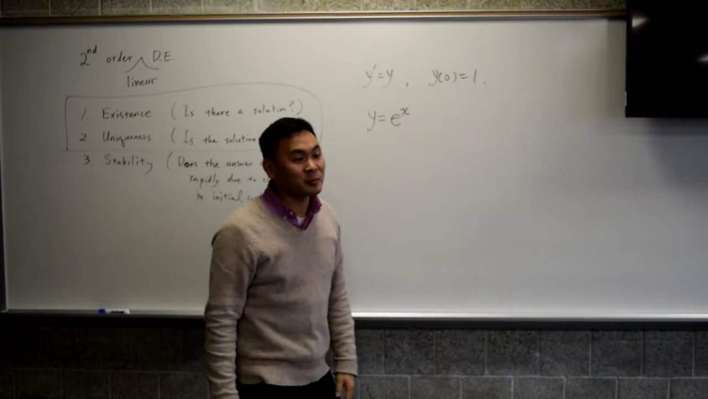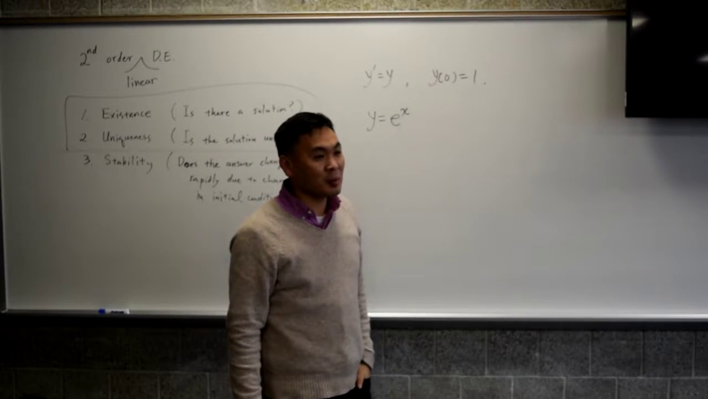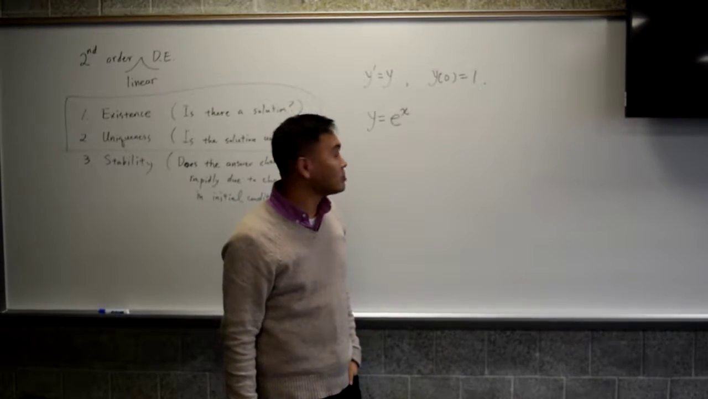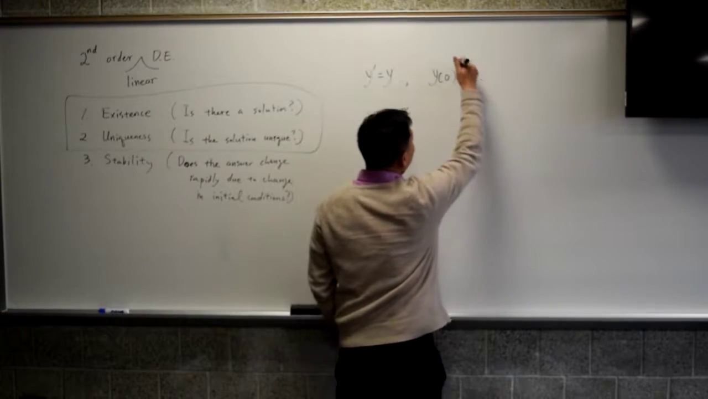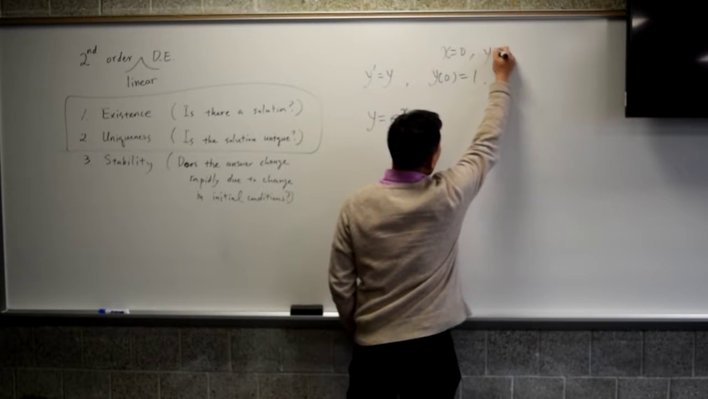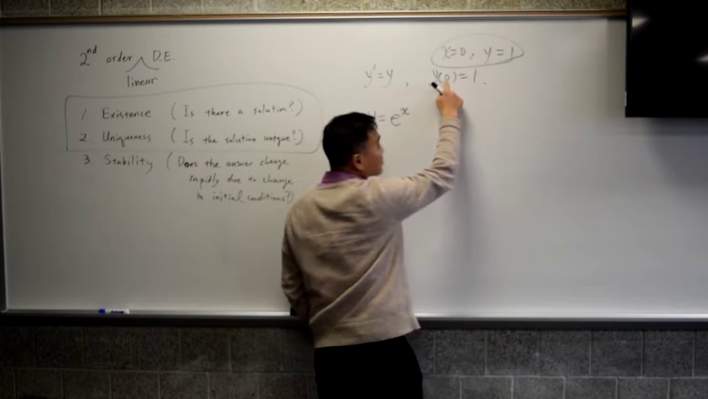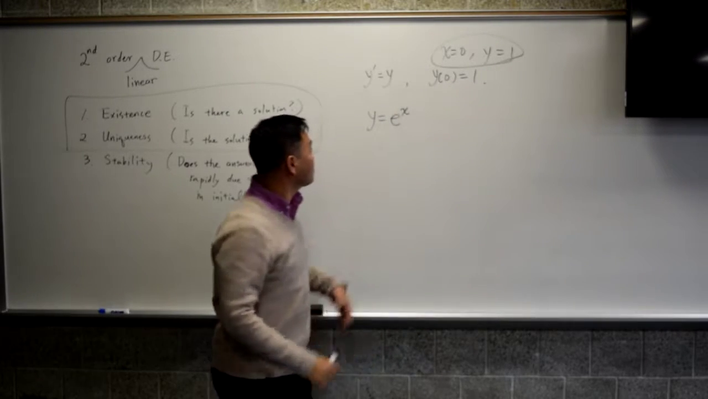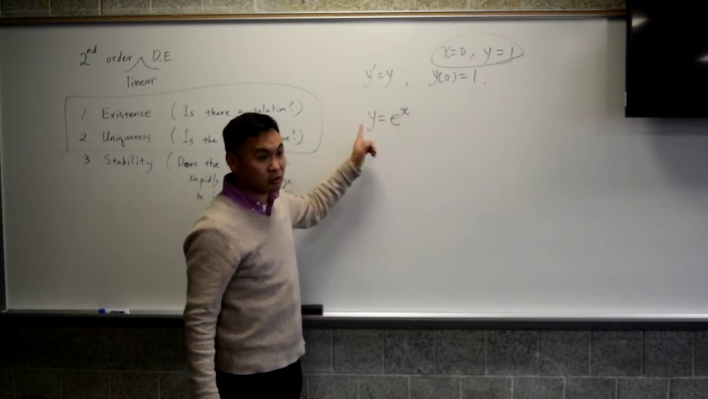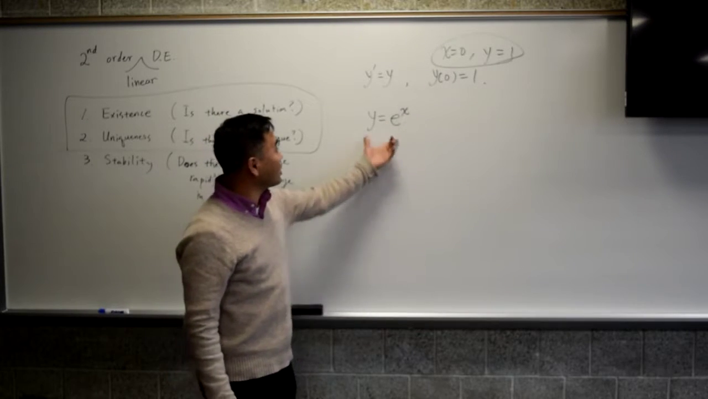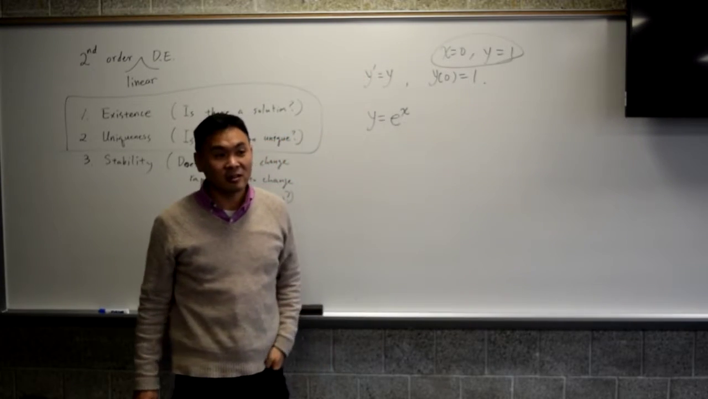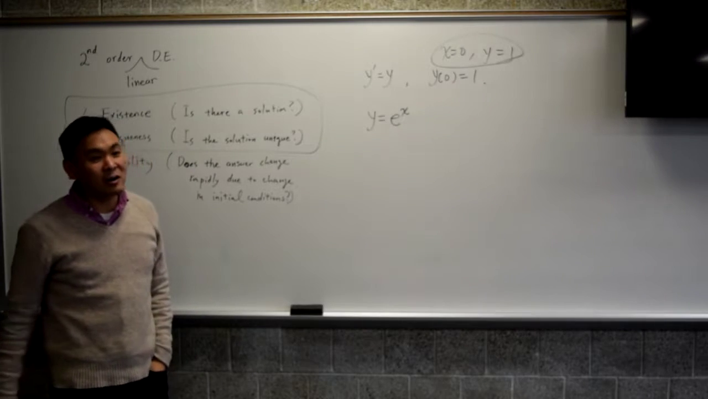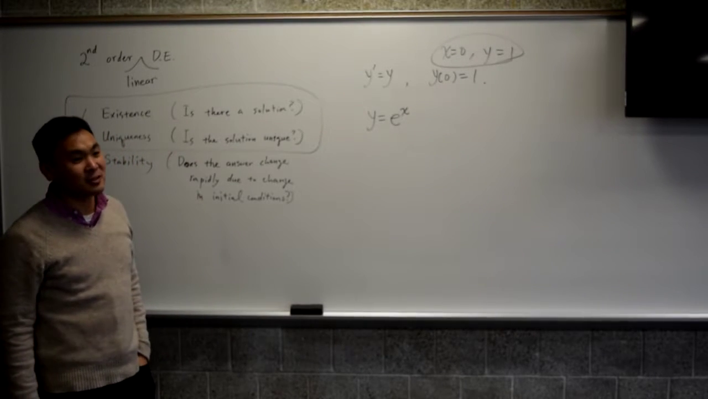Yes? Wait, but if you're saying that y is equal to 0 and you're putting 0 into x, how does that make sense? No, y of 0 equal to 1 means x is 0 and y is 1. Oh, okay, I got you. Yeah, then when x is 0, y is 1. Okay? So when x is 0, e to the 0 is 1, so it does work. So this satisfies both, so it's good. So that's how our approach will be. Okay.